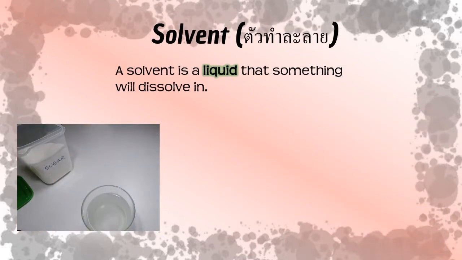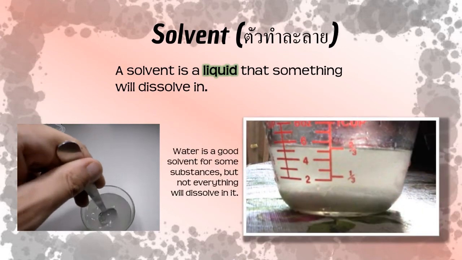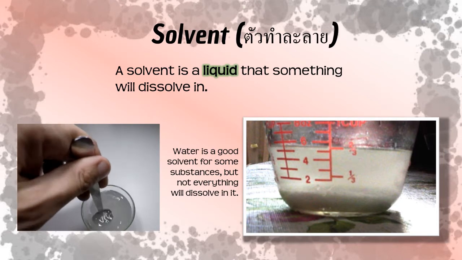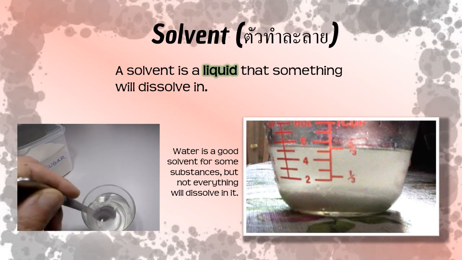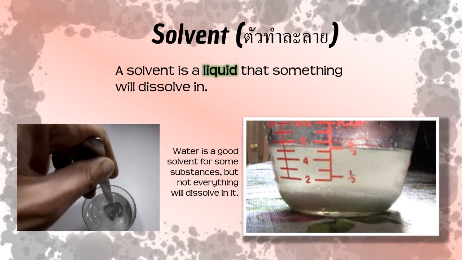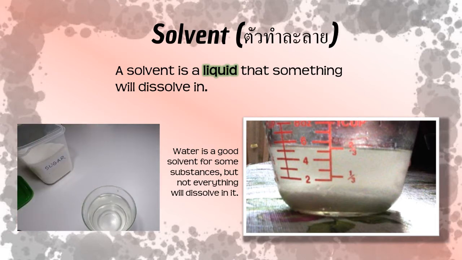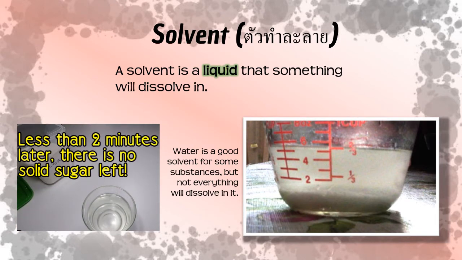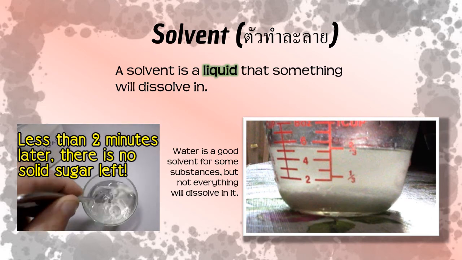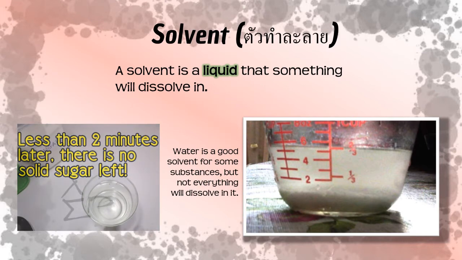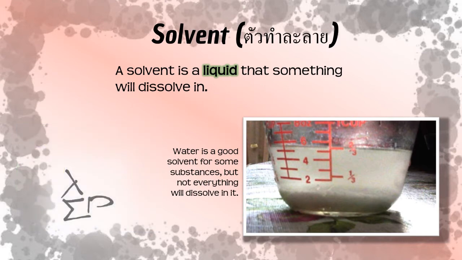Solvent. A solvent is a liquid that something will dissolve in. Water is a very good solvent for many things, but not for everything. Some things will only dissolve in alcohol, for example. If we look on the left at our solvent, water, we put some sugar in it. That was the solute. And now we cannot see any sugar pieces at all. It has become a sugar solution.